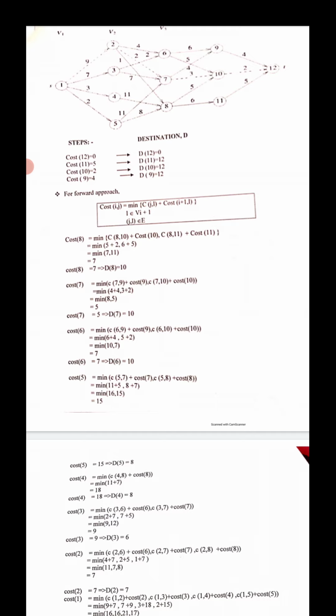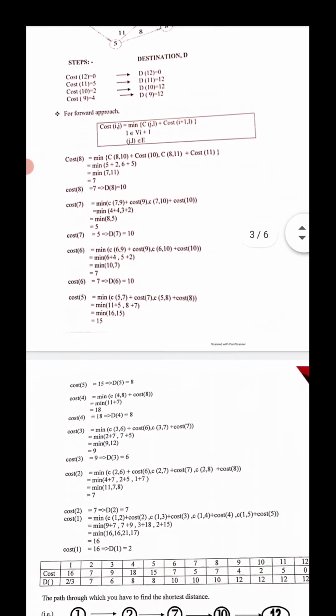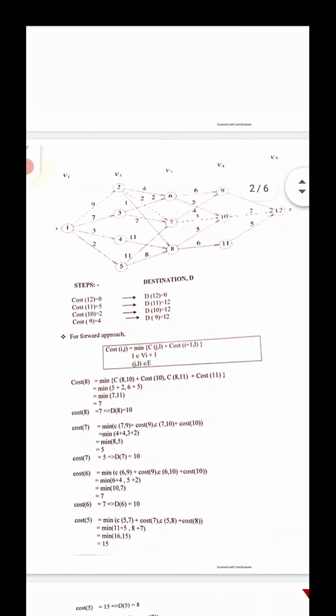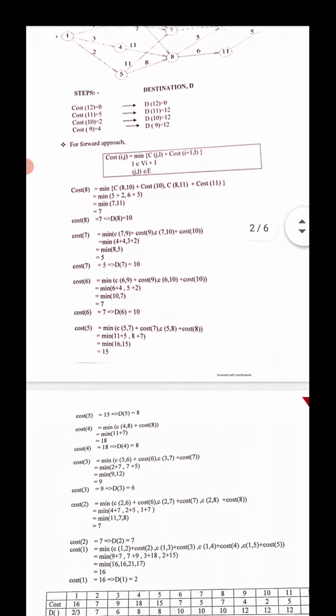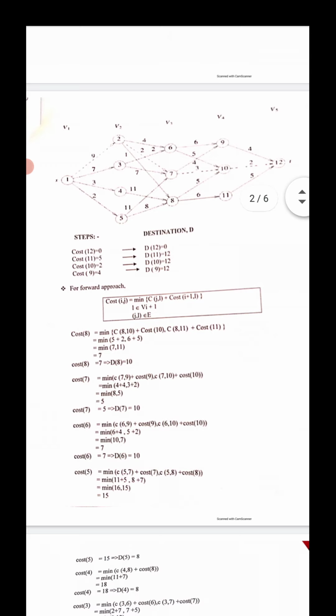Okay, now we have to take the minimum of 9 plus 7, how much? 16 comma 21 comma 17. The minimum value is 16. 16 is the minimum value. Cost of 1 will be assigned 16, and for the destination of 1, we look at where it goes first: 2, so the destination of 1 will be assigned 2. Destination of 1 will go to the second node in stage 2.